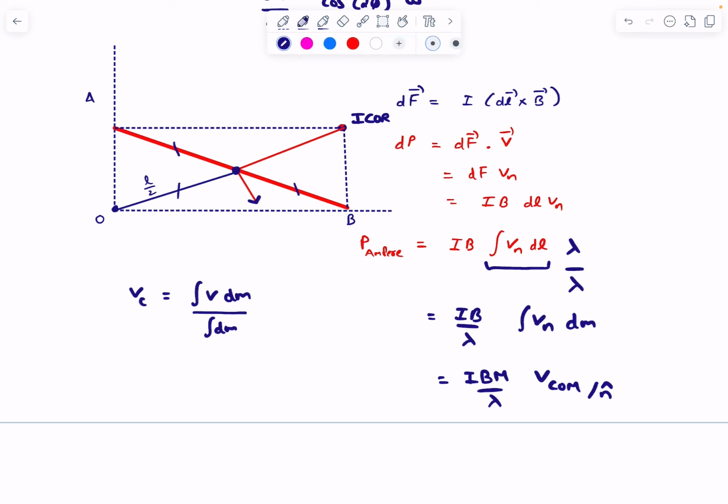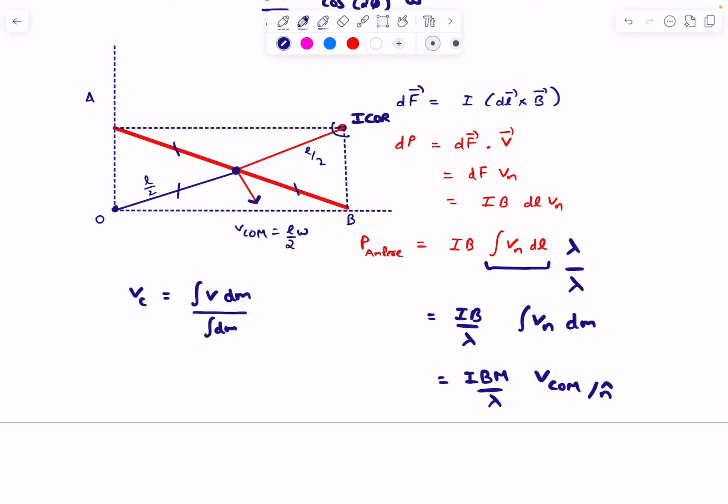Now this triangle and this triangle are congruent triangles, which basically means that even this side length is going to be L by 2. So the velocity of the center of mass is going to be L by 2 omega, just by the principles of circular motion. From the earlier expression, we want the normal component of the velocity of the center of mass.